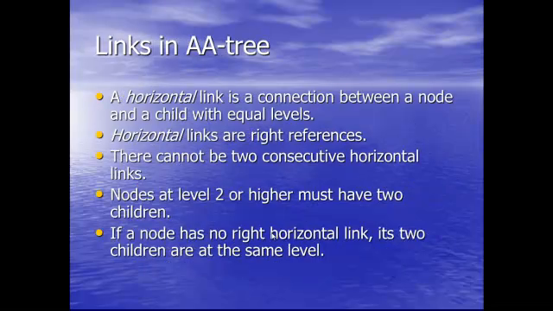Now next is links in AA trees. A horizontal link is a connection between a node and a child with equal levels. Horizontal links are right references, and there cannot be 2 consecutive horizontal links. Nodes at level 2 or higher must have 2 children, and if a node has no right horizontal link, then its 2 children are at the same level.